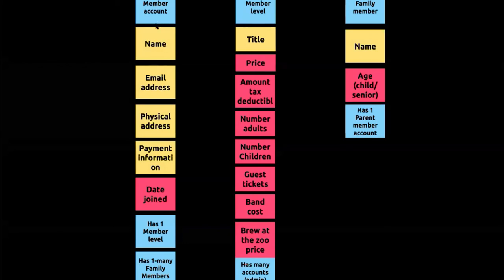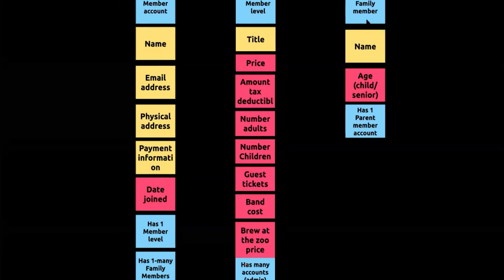And I would also show the relationships between these. So I would show that we have a member account, and the member account has one member level, but a member level has many accounts that are associated with it. So I could go to the companion member level and I could see all the accounts there, probably from an admin perspective only, like end users wouldn't see that.